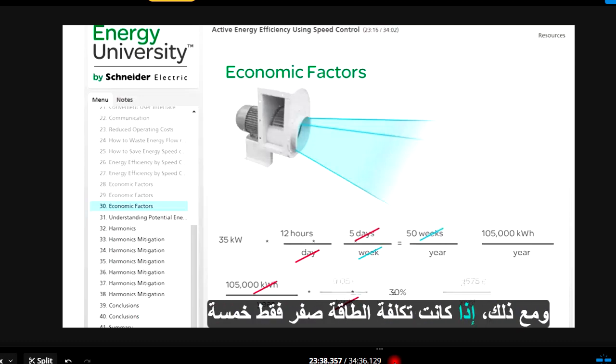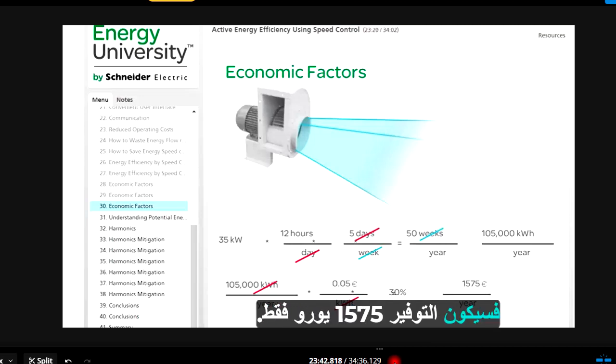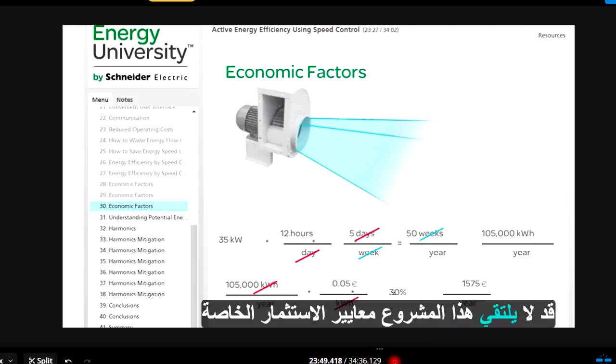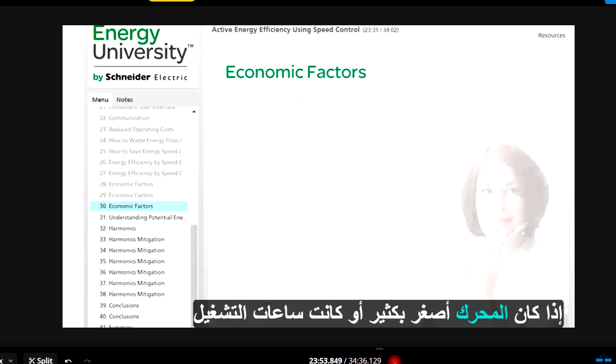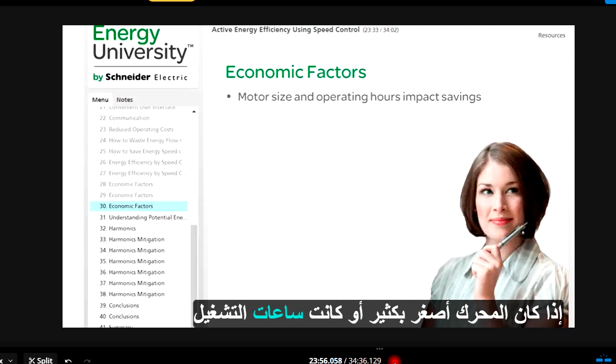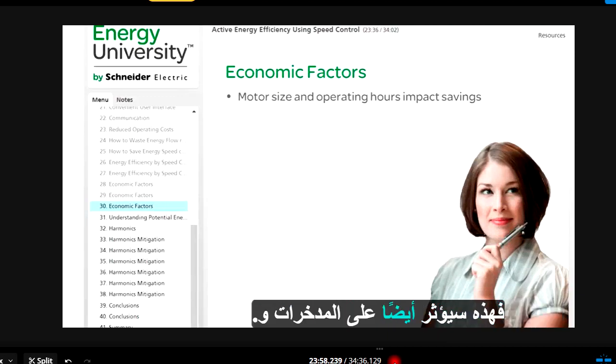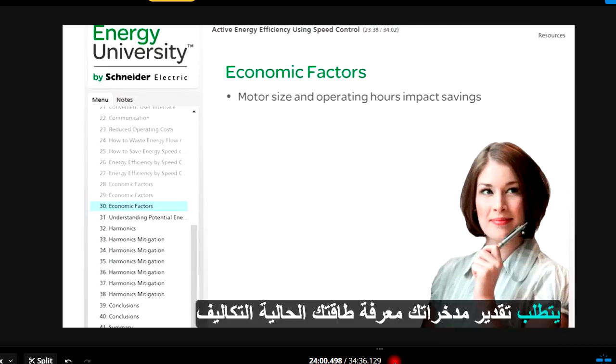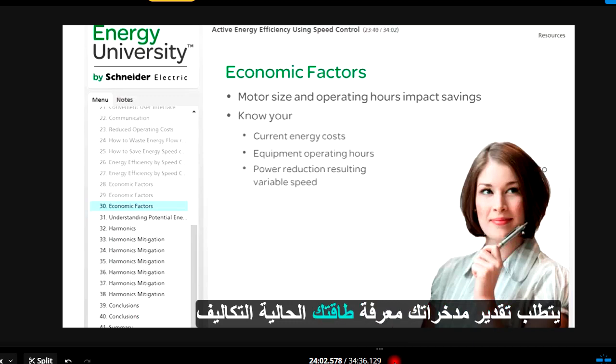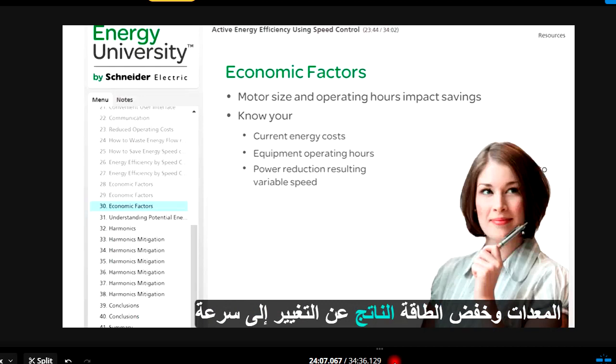However, if the cost of energy is only 0.05 euro per kilowatt hour, then the savings would be only 1,575 euro. Depending on the price of the drive, this project may no longer meet your investment criteria. If the motor is much smaller, or the operating hours are fewer, these will also impact the savings. Estimating your savings requires you to know your current energy costs, operating hours for the equipment, and the power reduction resulting from changing to variable speed.